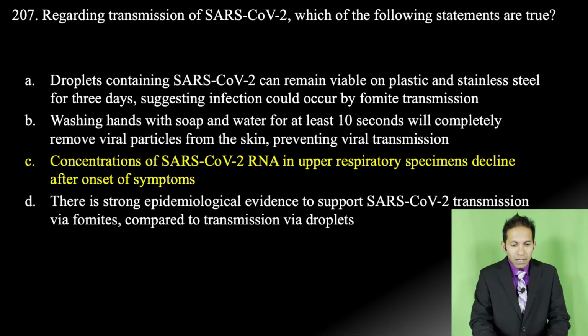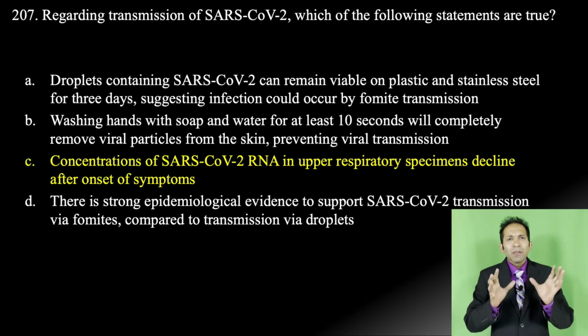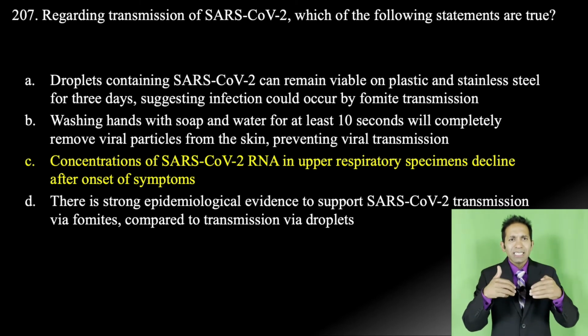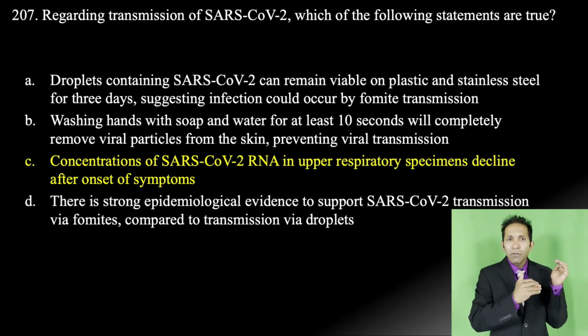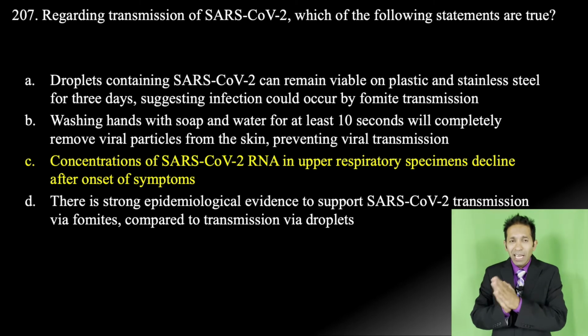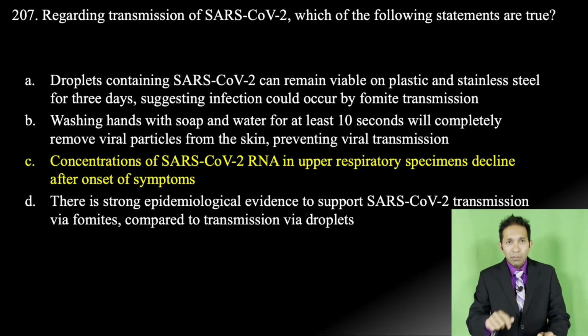Okay, so let's go back to our question number 207. Our C option was concentration of SARS-CoV-2 RNA in upper respiratory tract decline after onset of symptom, and option D is there is a strong epidemiological evidence to support SARS-CoV-2 transmission via fomite compared to transmission via droplet. This statement is partially wrong. We have a strong epidemiological evidence that SARS-CoV-2 is transmitted via droplet as compared to fomite. Although fomite do play a role in transmission, especially in healthcare setting, especially in close proximity, but the evidence for droplet is stronger as compared to fomite.